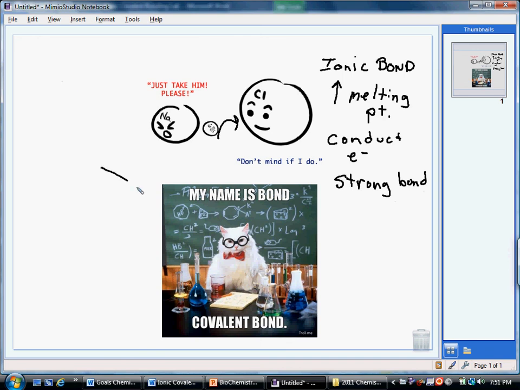And then when we look at covalent bonds, I have no idea what this has to do with anything, I just thought it was kind of funny.